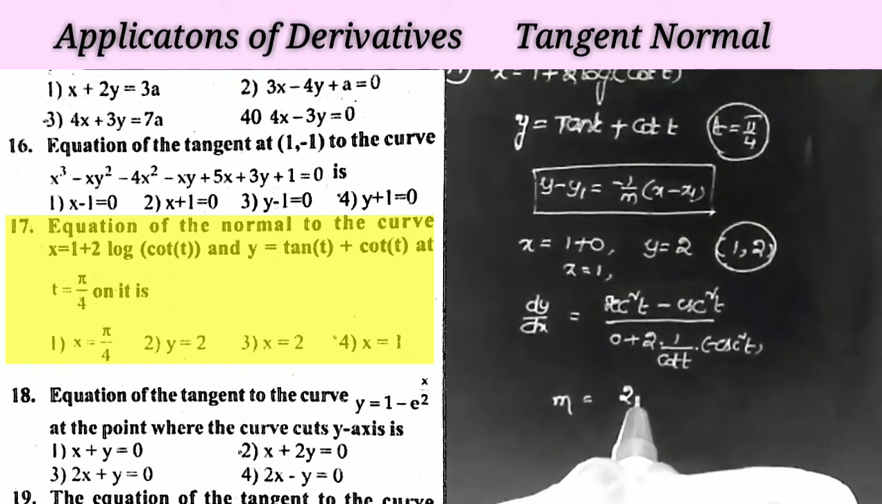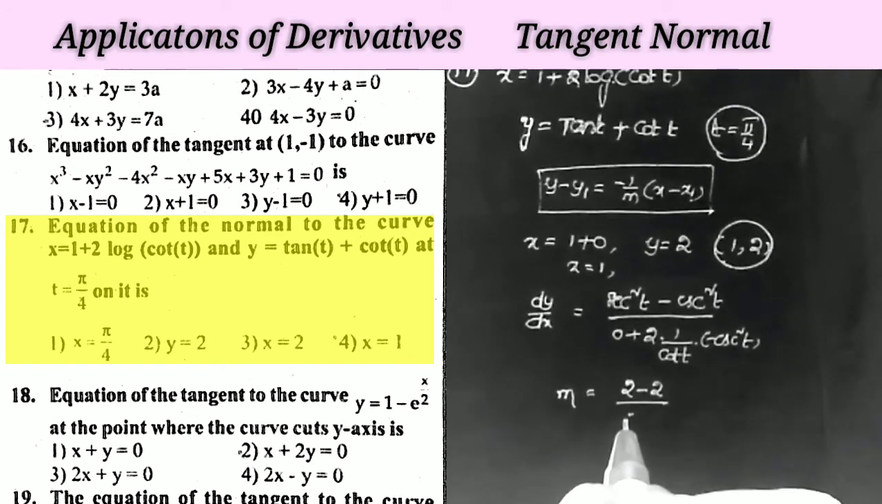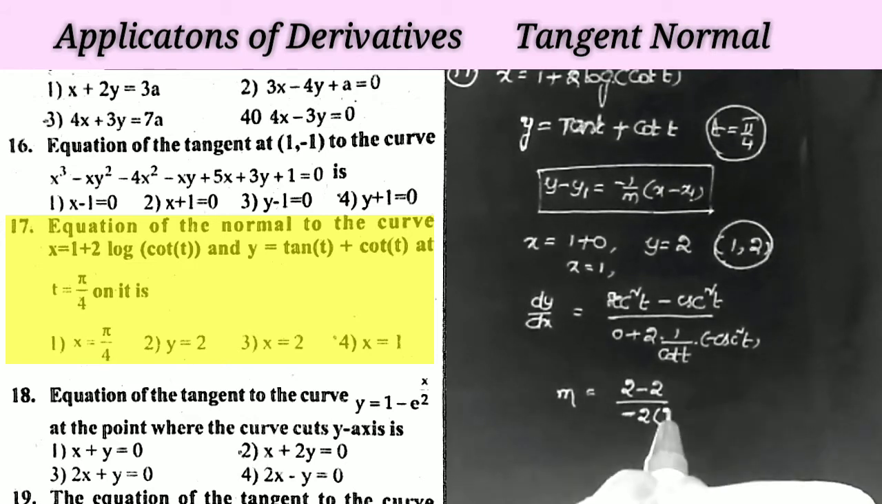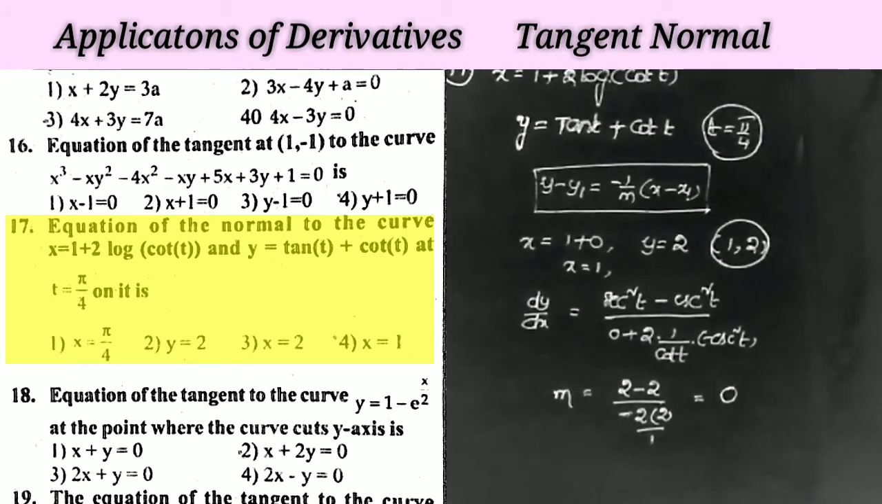Root 2 whole square is equal to 2. Cosecant pi by 4 is root 2. Root 2 whole square is equal to 2, pi minus 2, into again cosecant whole square is equal to 2 pi. This value is equal to 1. Cot pi by 4 is equal to 1. So the slope of the tangent becomes 0.